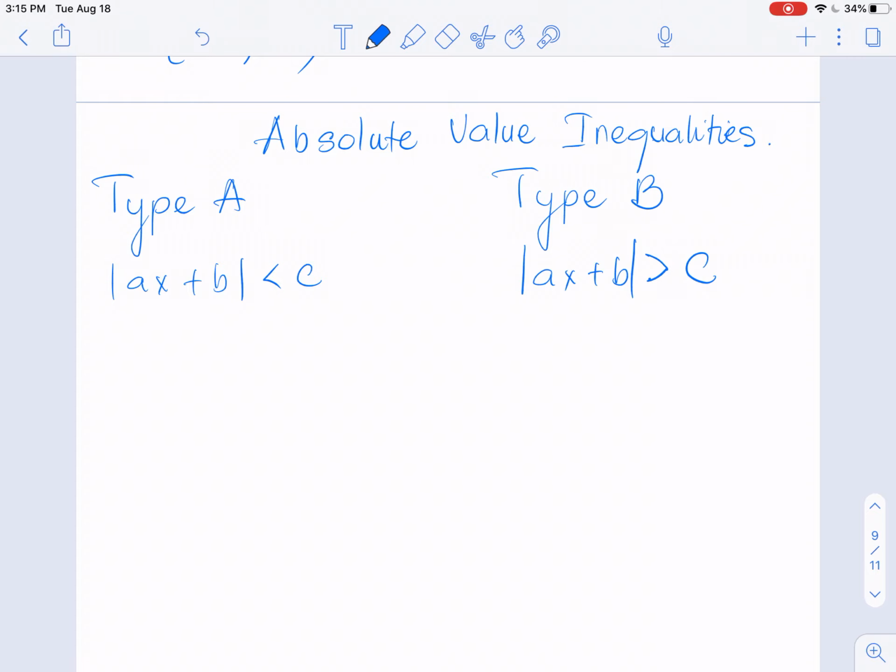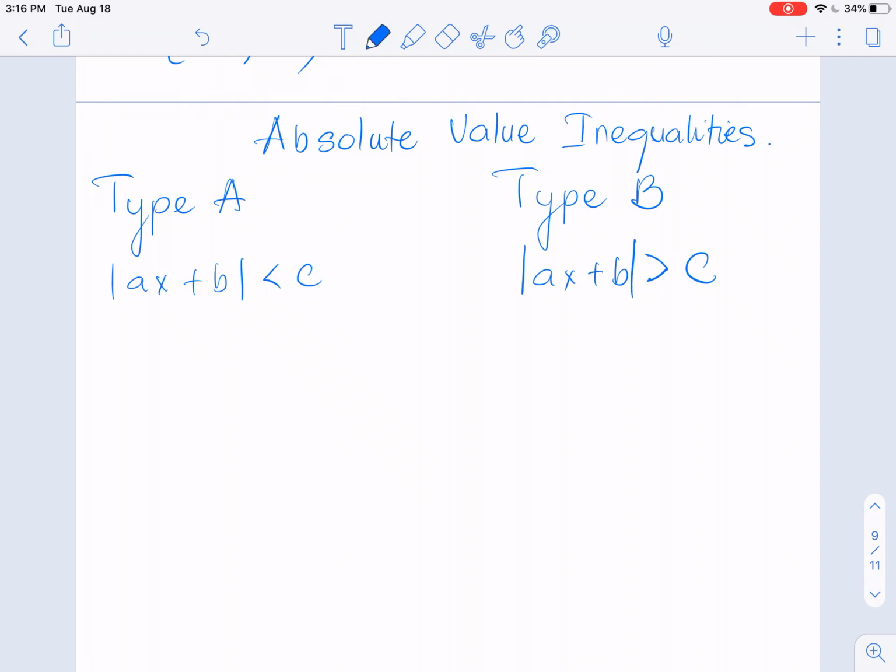For absolute value inequalities, we're going to have two types, type A and type B. For type A, you see that we have the absolute value of ax plus b less than c. And type B is greater than c. So that's a big difference. If I change it to less than or equal to c, then we just change the sign. We just go from parenthesis to bracket, include or not include.